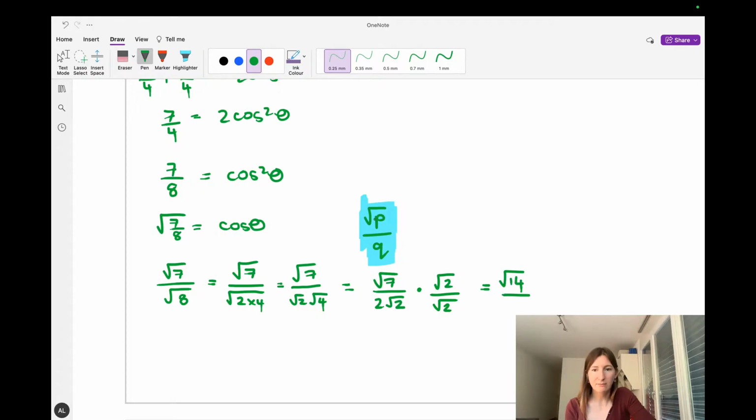Still fine up there. 14 is a positive integer. Root 2 times root 2: when you have roots multiplied by each other, it cancels out the root. So I have that pre-existing 2 over there, and root 2 times root 2 is 2, which gives me root 14 over 4. There we go. That is now in the right form. So P equals 14 and Q equals 4. There we go.